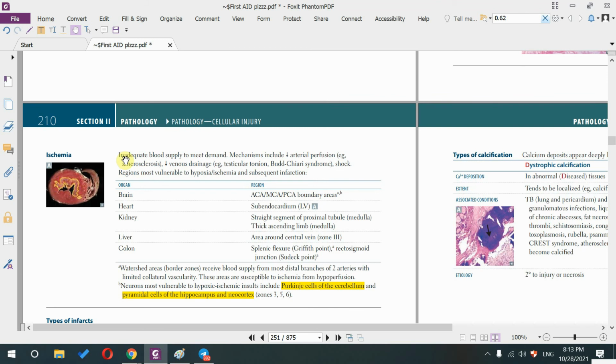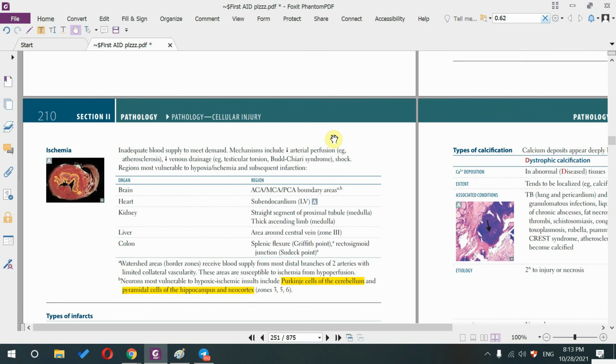So ischemia is an inadequate blood supply to meet the demand. The mechanisms include decreased arterial perfusion, for example, in cases of atherosclerosis. Also, we have a different type of ischemia. We call it red ischemia or hemorrhagic ischemia. It can happen in cases of decreased venous drainage. Decreased venous drainage can be in cases of testicular torsion and Budd-Chiari syndrome. Let's take a look at what testicular torsion means.